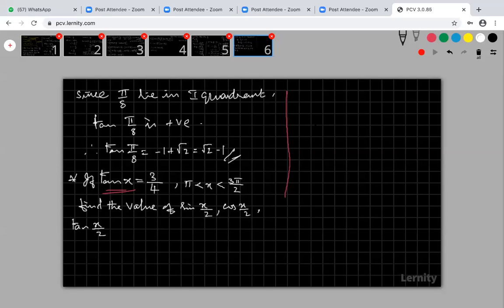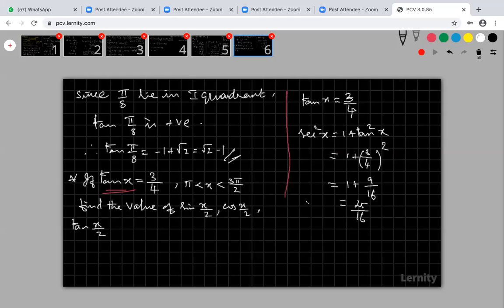So what is given? My tan x is given, 3 by 4. What about the identity involving tan? Secant square x is equal to 1 plus tan square x. This is the identity. We know that tan x is involved. Okay. So therefore, apply that: 1 plus, what is my tan square? 3 by 4 the whole square. Right. So therefore, 1 plus 9 by 16, this is 16 plus 9, 25 by 16. This is my secant square x.